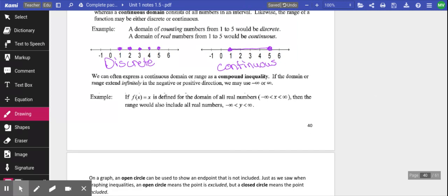We can often express a continuous domain or range as a compound inequality. If the domain or range extend infinitely in the negative or positive, we can also say it goes from negative infinity or to infinity. So for example, if f of x equals x is defined for the domain of all real numbers, it would go from negative infinity is less than x is less than infinity. Then the range would also go from negative infinity to infinity. If we wanted to express this continuous function right here, it would be 1 is less than or equal to x is less than or equal to 5.